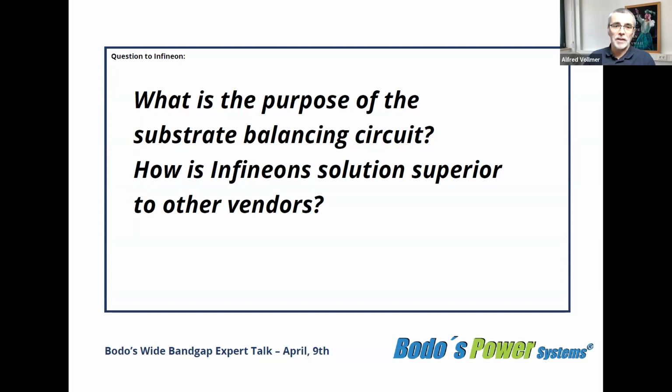What is the purpose of the substrate balancing circuit? How is Infineon's solution superior to other vendors? Oh, whoa, whoa. We are really going for the extremes. But everybody can contribute. However, I suggest that Johannes will start at the moment.